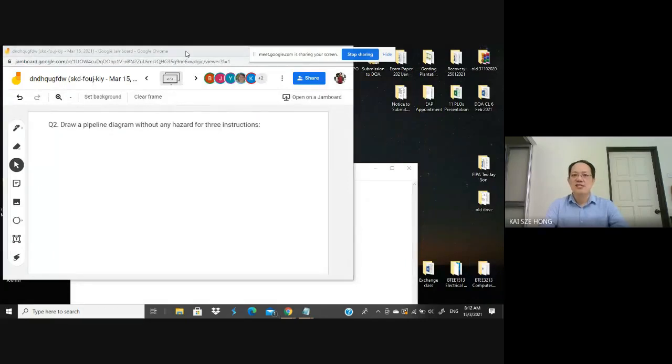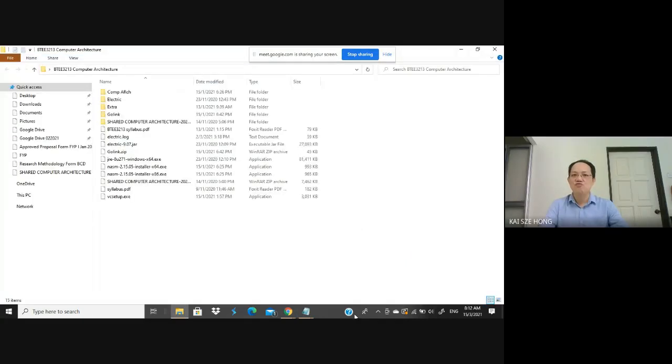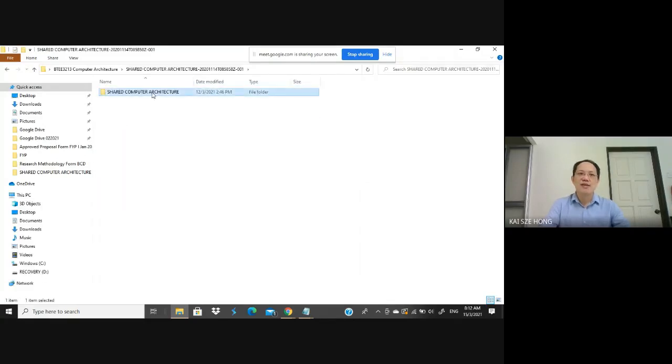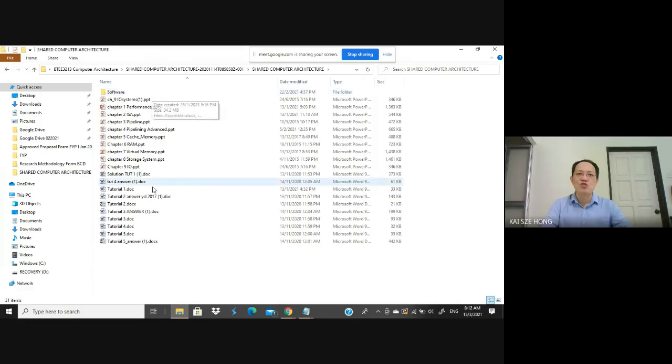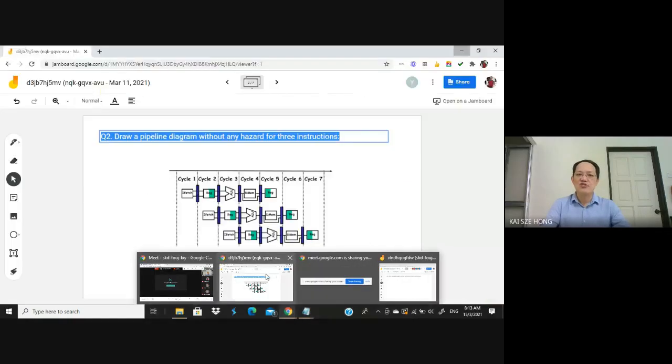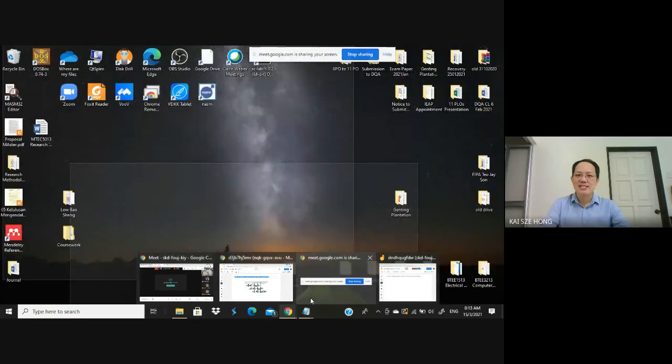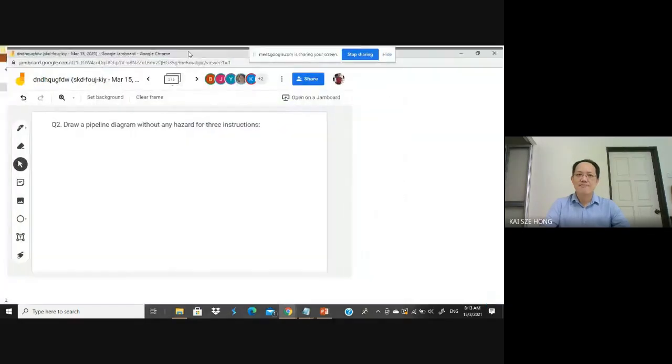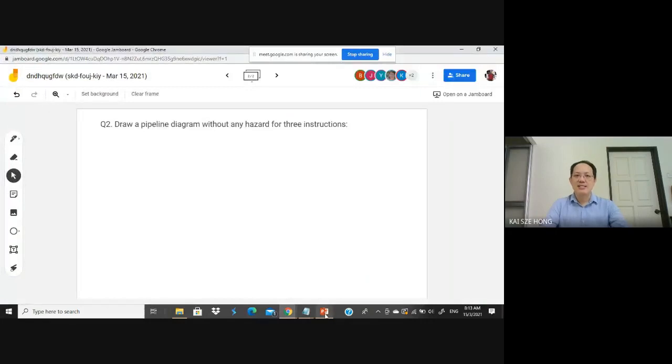So let's do the revision at the same time. Let's see how to draw a pipeline diagram. A pipeline diagram is actually overlapping each other. So this is a pipeline diagram, and let me show you the pipeline. Then you can draw the pipeline diagram here as a practice. Let's wait a while. It's still running.